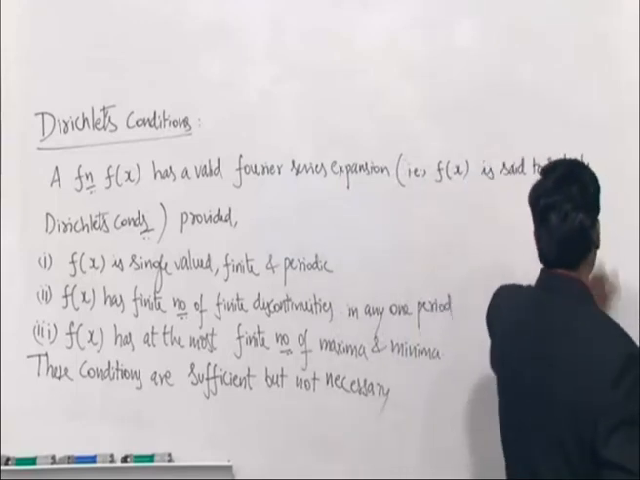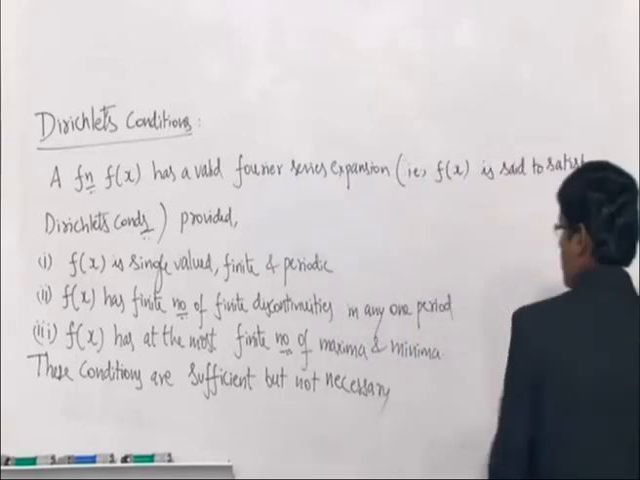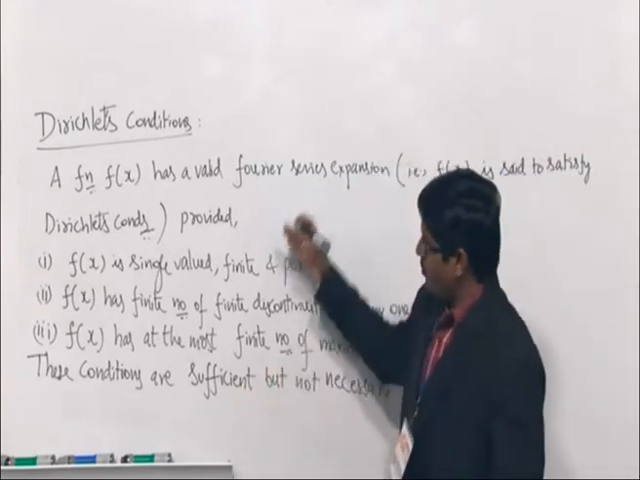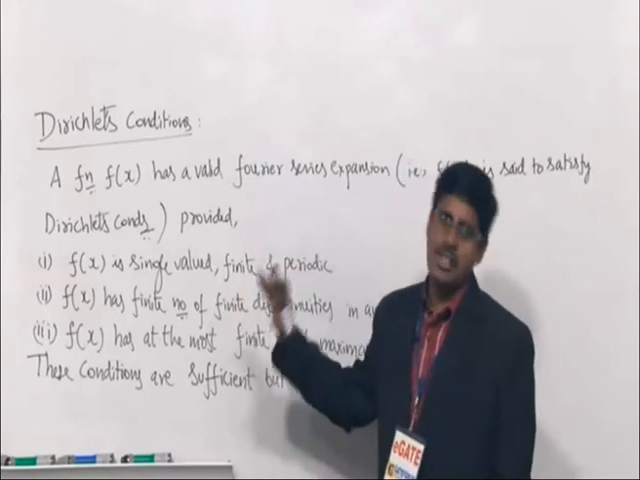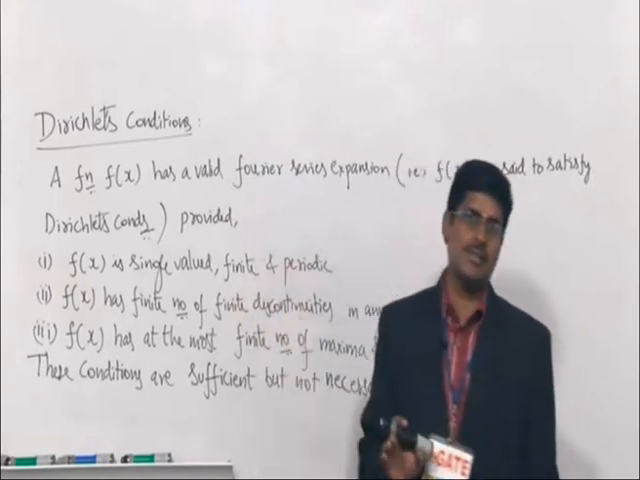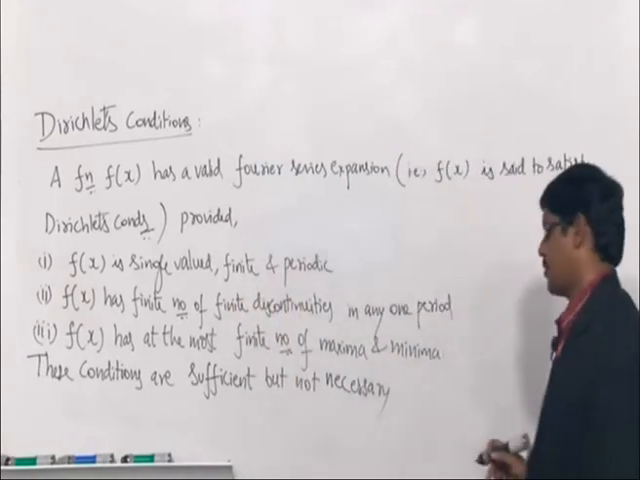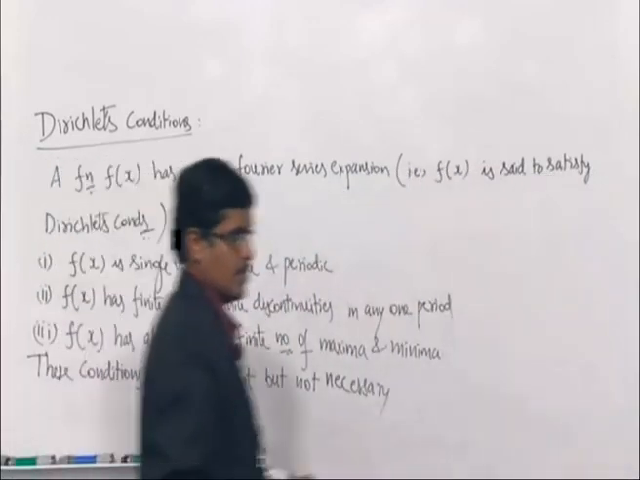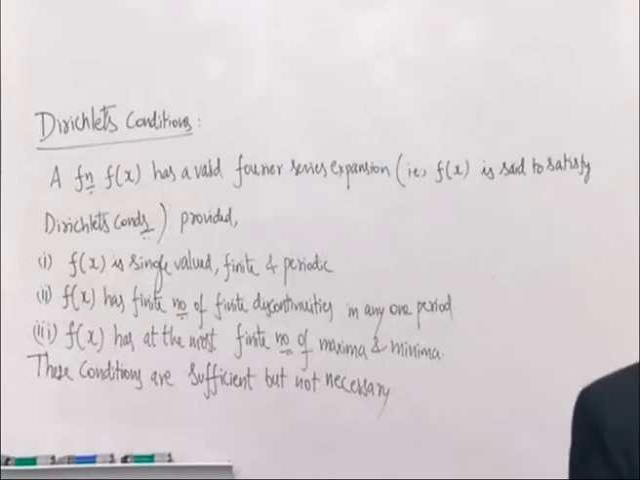So whenever these three conditions are satisfied, then the Fourier series compulsorily exists. That is sufficient, not necessary. That means if one of these conditions is not satisfied, still some problems have a Fourier series. Okay. Questions? Over.